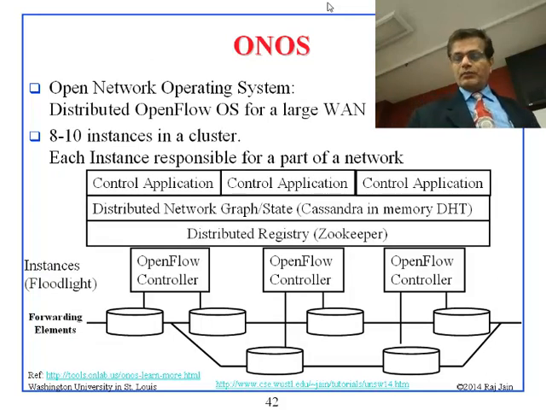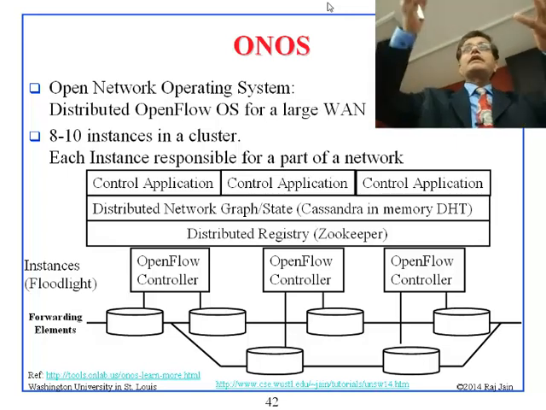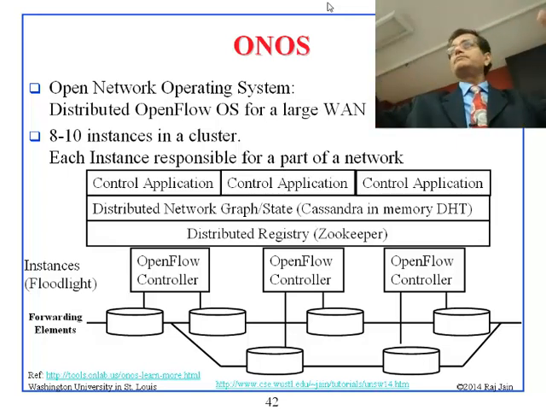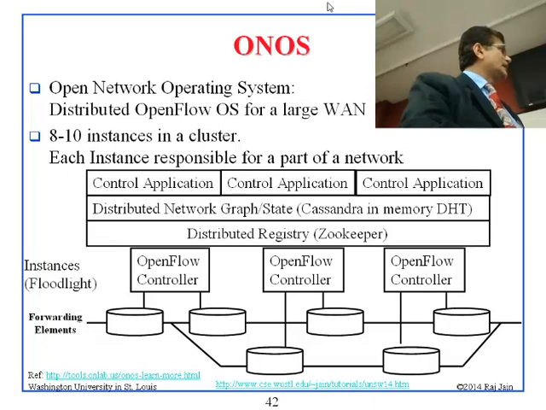And so basically, this is the controller, I mean software. So you download it, and then you have a controller. Open Networking System, a distributed OpenFlow OS for a large WAN. You can have 8 to 10 instances in a cluster.